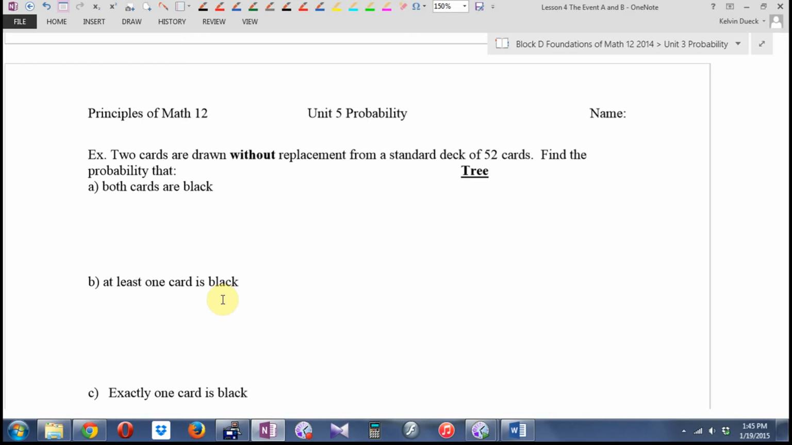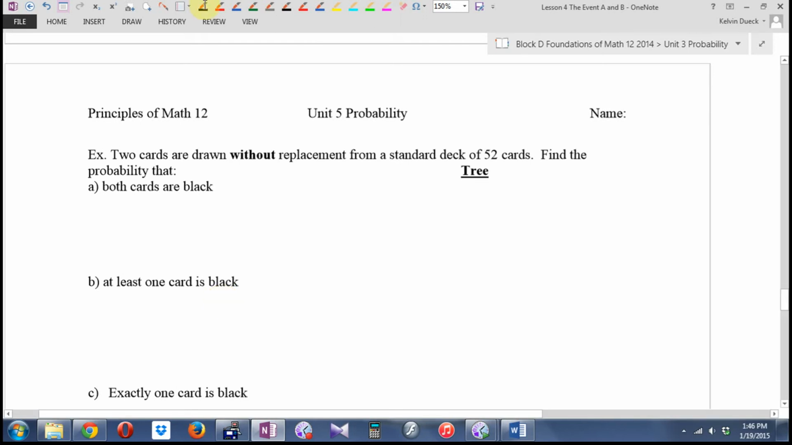Okay, without replacement means the odds are going to change. By the way, if they said with replacement, it would just be out of 52 on every single branch, and there would always be the same number of black or the same number of spades or whatever the condition was. Okay? What do they want me to find? The probability what? Both cards are black. Okay, let's do a tree.